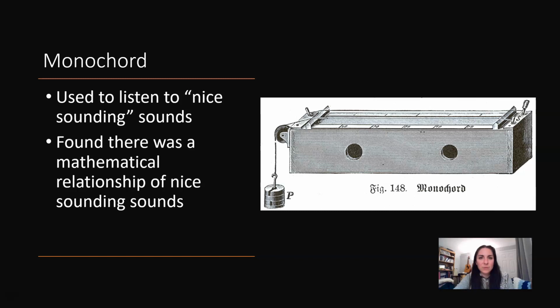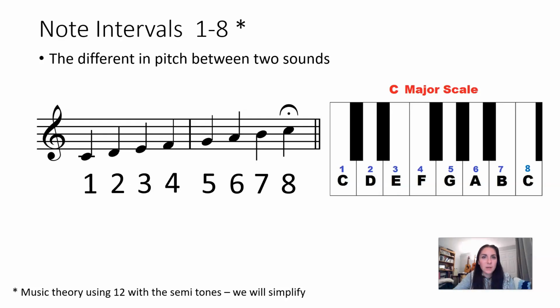So it turns out that those nice sounds only occur at certain mathematical ratios. In other words, the length of the string had a mathematical relationship, which blows my mind. I mean, it's pretty crazy. So he was able to find it. So he came up with 8 intervals.